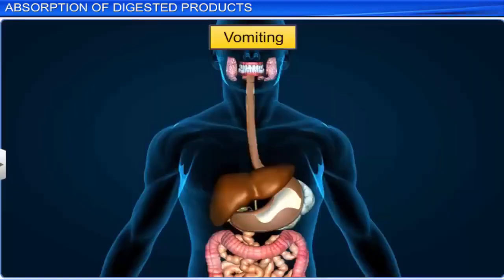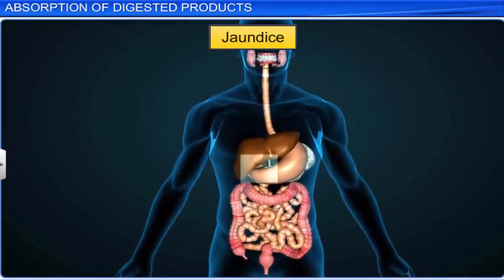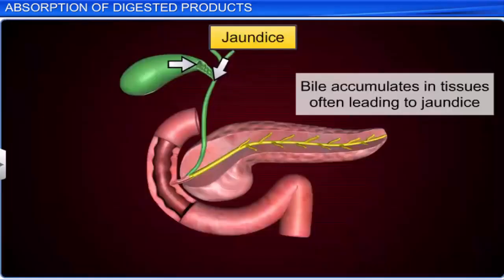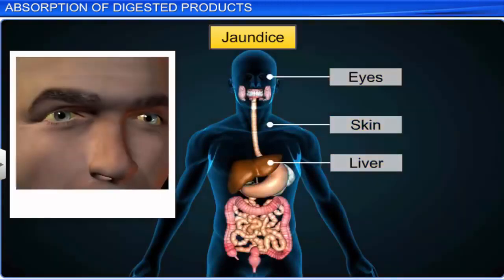Vomiting causes forceful contraction of the stomach and ejection of the stomach contents through the mouth. This is preceded by a feeling of nausea. Medical conditions such as jaundice result from excess of bilirubin or bile pigments in the tissues and body fluids. It affects the liver and causes the skin and the whites of the eyes to turn yellow.